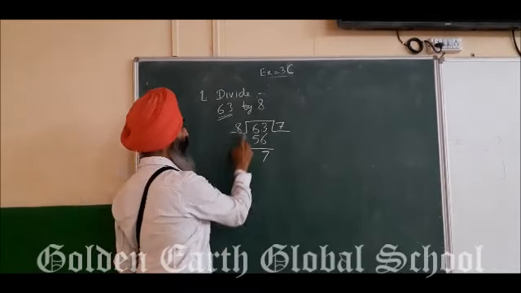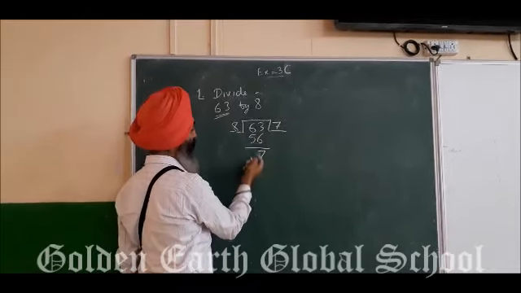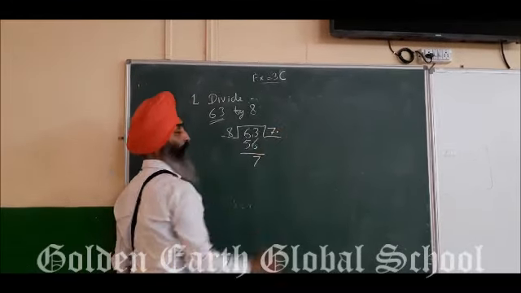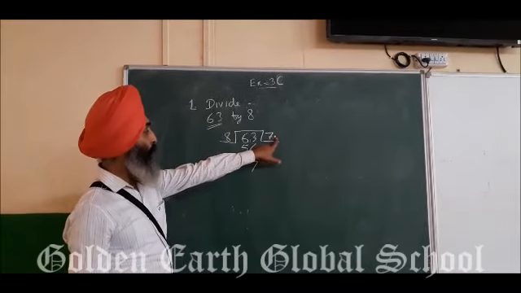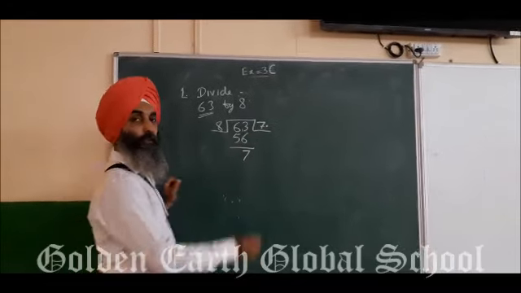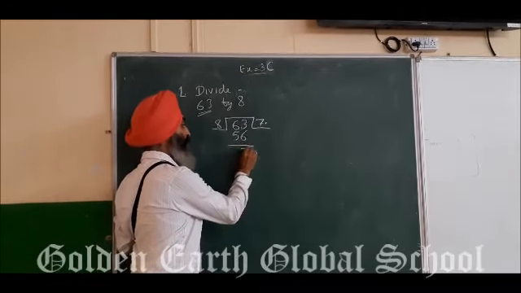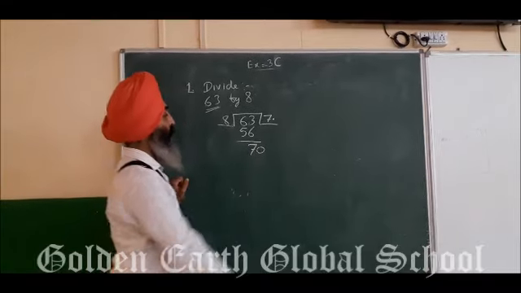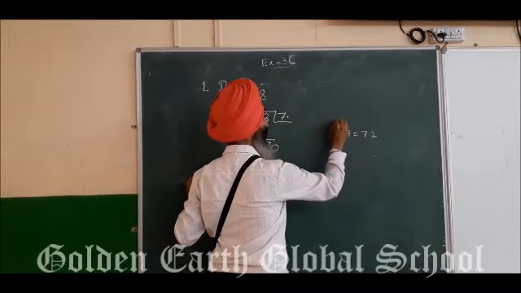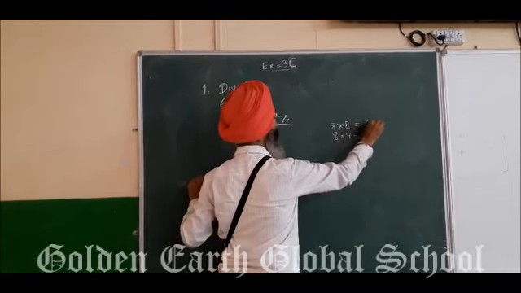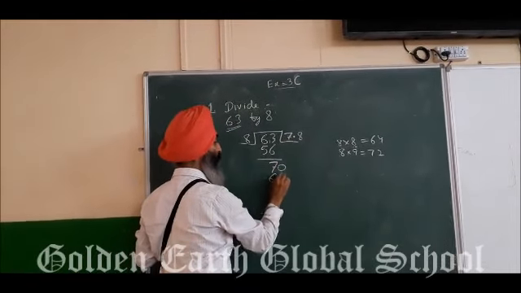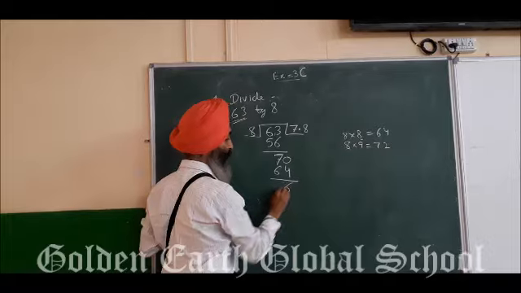Now, what will you do? 8 is not going in the table of 7, so 7 is not going in the table of 8. So what will you do? You put a decimal. If you put a decimal, we have to put a 0 here. Now 70 is also not going. So what we know is the table of 8. 8 nines are 72 and 8 eights are 64, so it is going in the table of 8. 8 eights are 64. Now your remainder is 6.